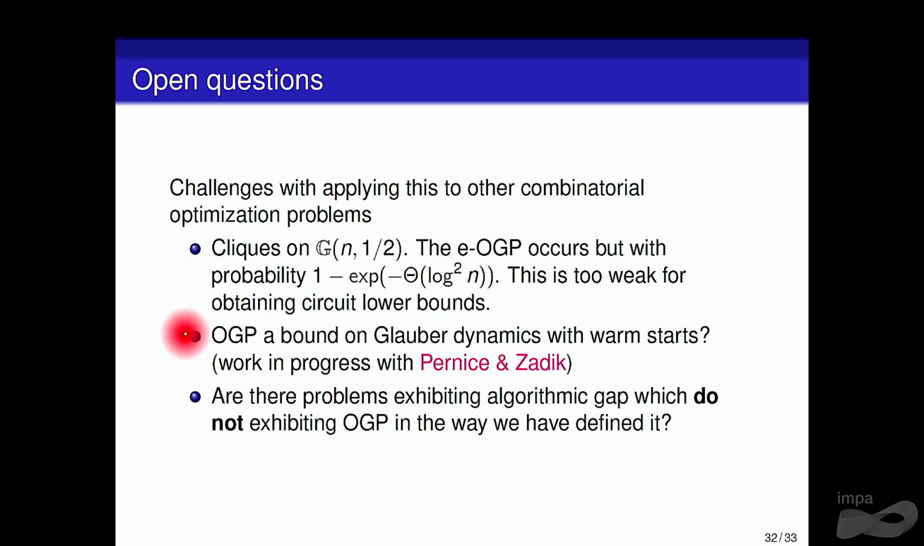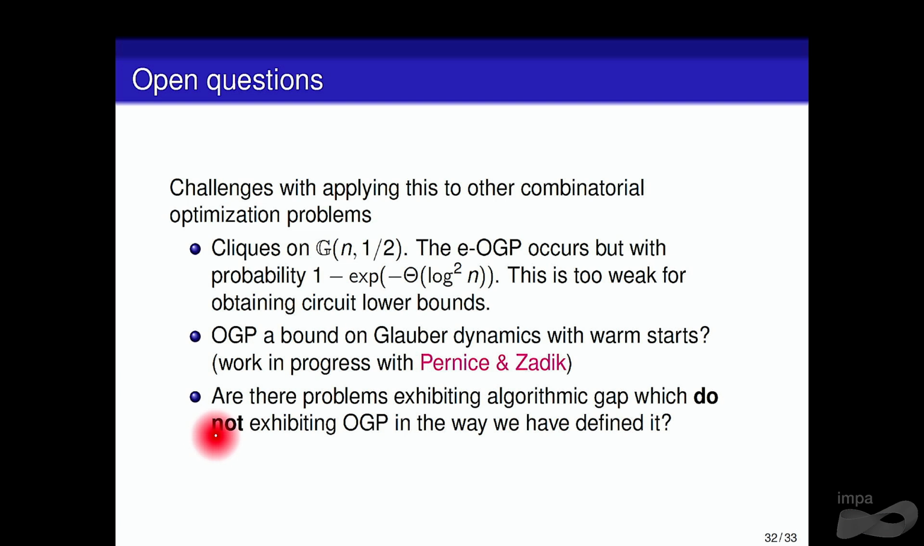Something that we're hoping to do is to prove that OGP is a barrier to other classes of algorithms which have infamously unstable behavior, like Glauber dynamics or greedy type algorithms, other classes of algorithms for which the stability at least is not evident. Some work in progress that we're doing on this is with Fran Pernice in the audience and Ilya Zadik. Hopefully we'll get something out of it.